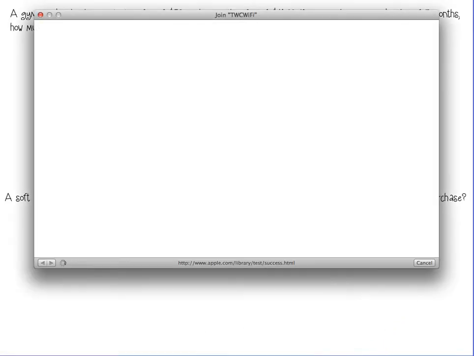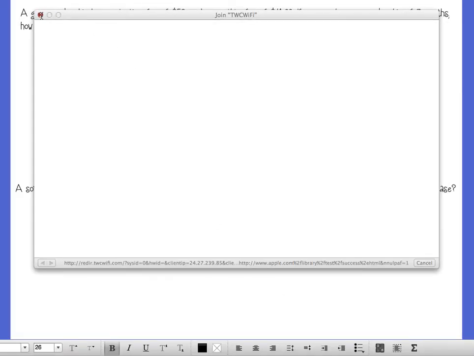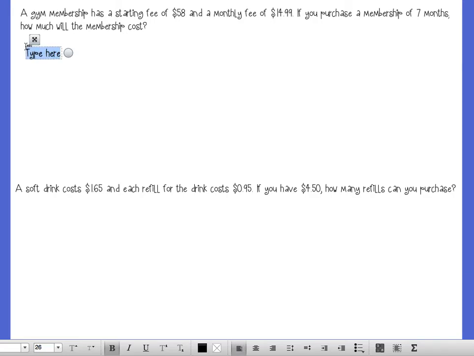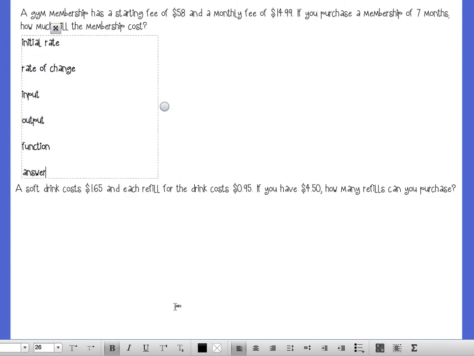So again, I'll write it down one more time for you just in case, and I'm sorry that that keeps popping up. So you want your initial rate, the rate of change, and I want it in words and the numbers. So words and numbers. Rate of change, input, output, function, and your answer. And I want this for both of them.